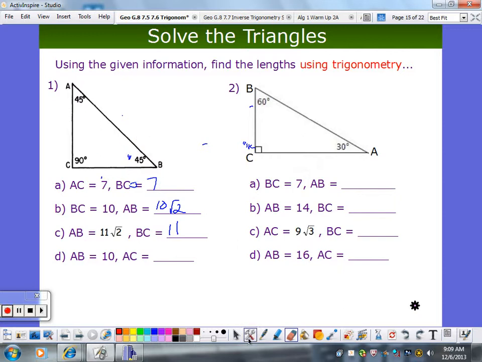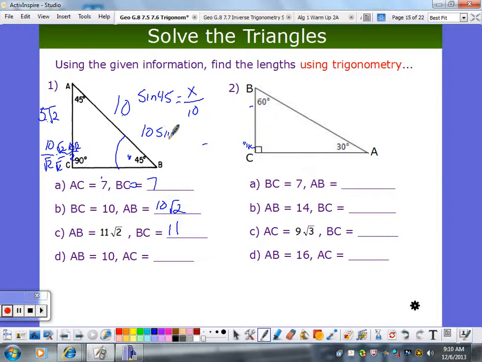What's the last one here? AB is 10. Ooh, so what is AC going to be? It's going to be 5 radical 2, which is 10 over the radical 2. Once you rationalize the denominator, you get 10 rad 2 over 2, which is 5 radical 2. Oh, okay, so let's see what I got here. I'm going to put it over here for AB. So that's a sine, right? So the sine of 45 equals x over 10, right? AB over 10. So it's 10 times the sine of 45. What's the sine of 45?